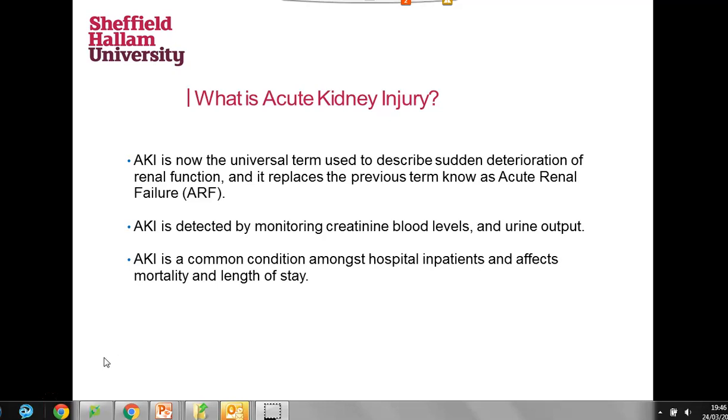The other thing we know is that acute kidney injury is really a common condition, and as I said at the beginning, it can crop up in any setting really. We also know that it affects patients' mortality significantly. So if a patient acquires an acute kidney injury, they are more likely to die. And with that, they're more likely to have a longer length of stay in an acute setting, which is obviously undesirable for most patients. Okay, let's move on.